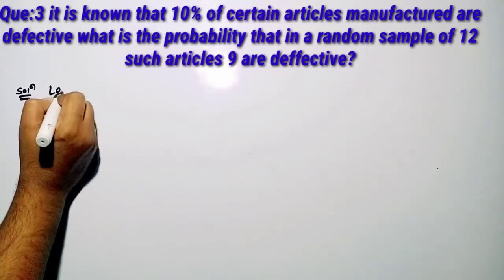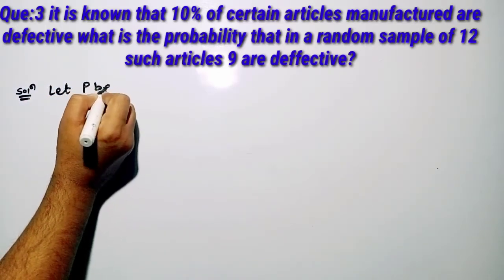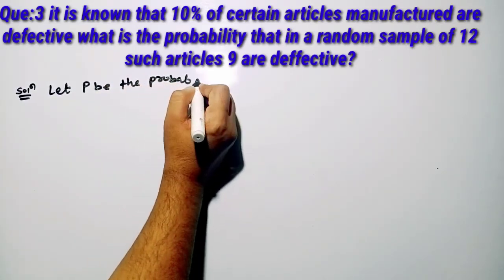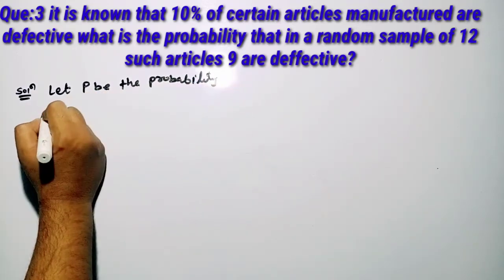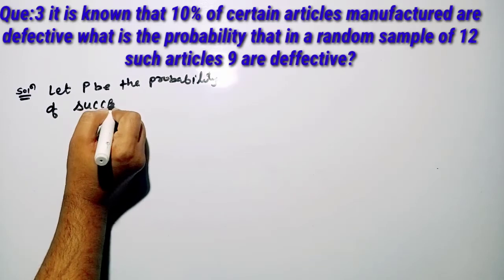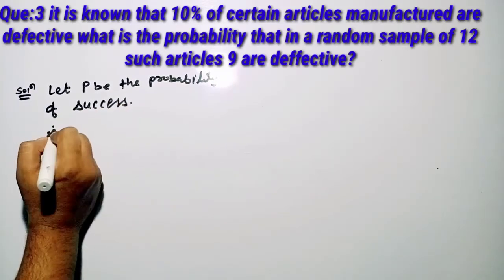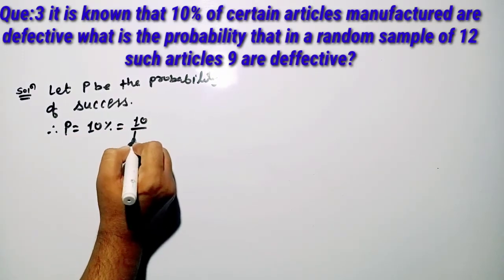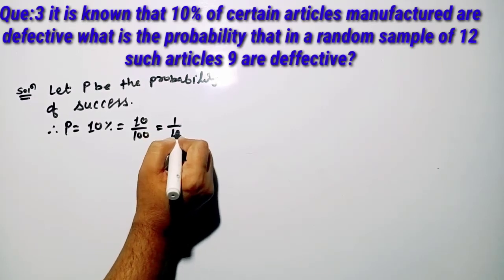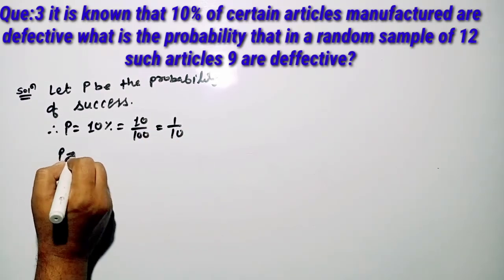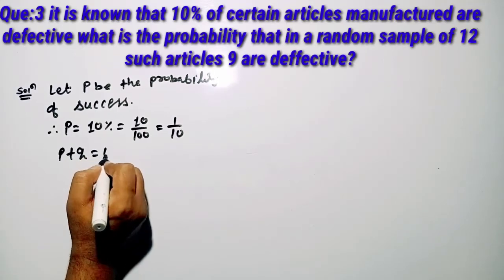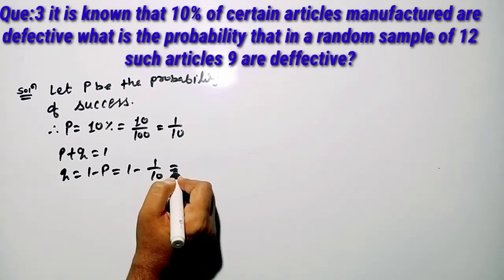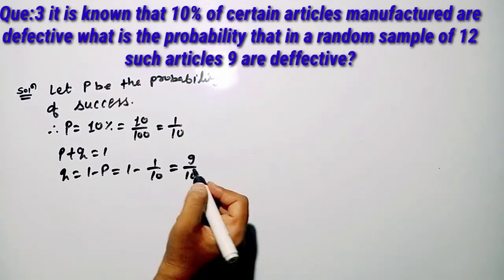So let P be the probability of success. What is P? P is equal to 10%, so 10 by 100, so 1 by 10. So what about Q? P plus Q is equal to 1, so Q is equal to 1 minus P, so 1 minus 1 by 10, so 9 by 10, right?